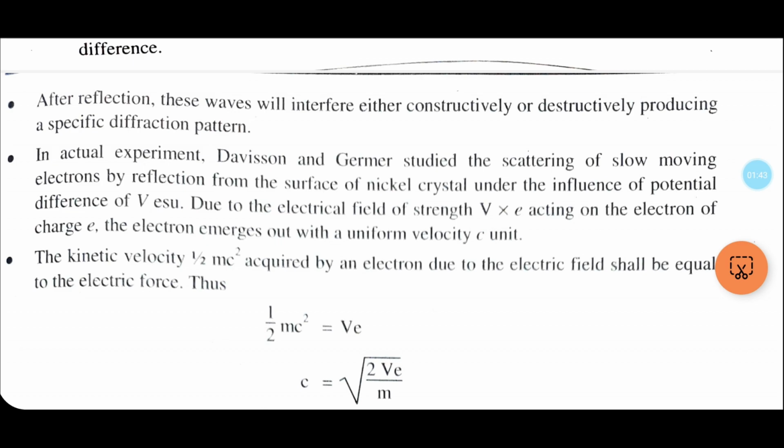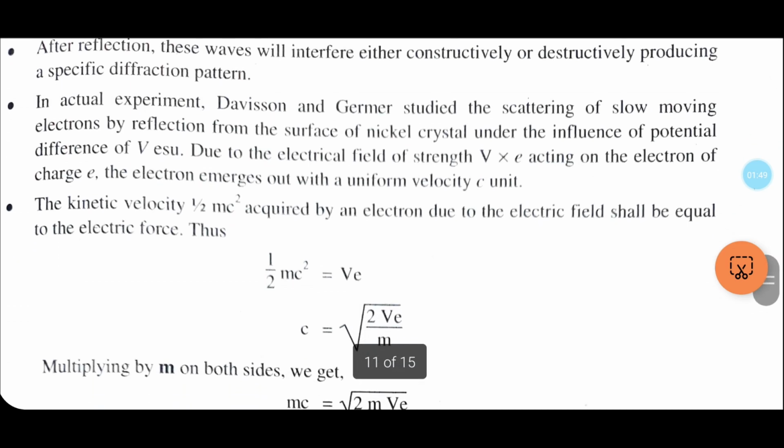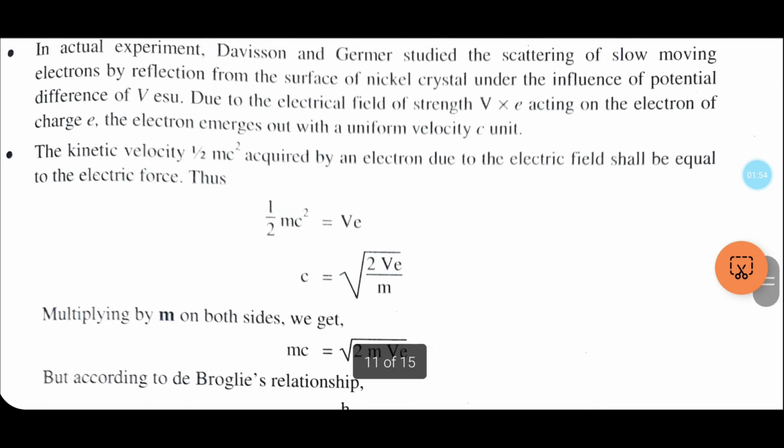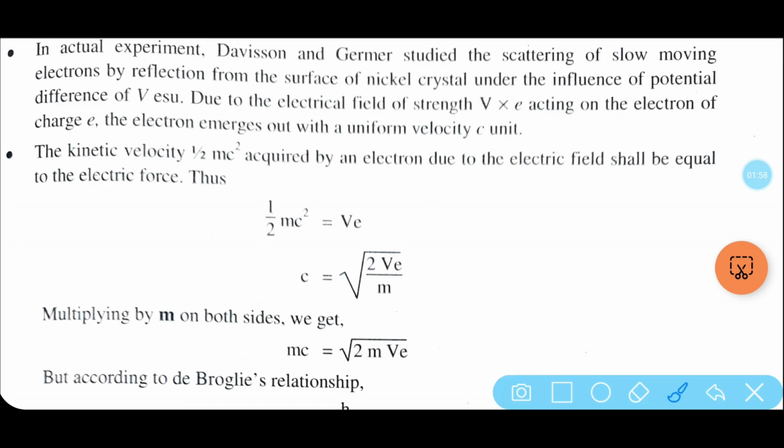So the kinetic energy 1/2 mc square acquired by the electron due to the electric field shall be equal to the electric work. So mathematically we can say that 1/2 mc square is equal to Ve. If you want to calculate this velocity c, it is calculated by c is equal to the square root of 2Ve upon m.